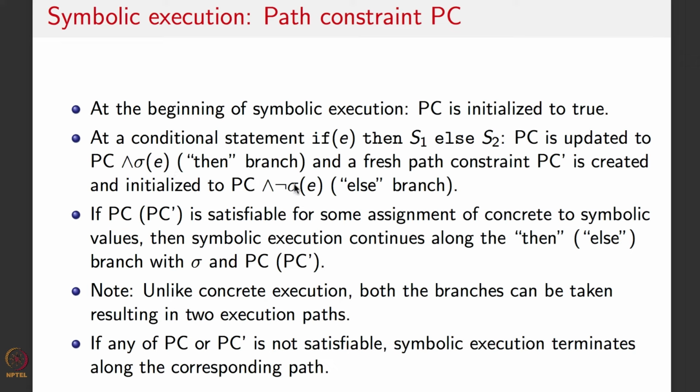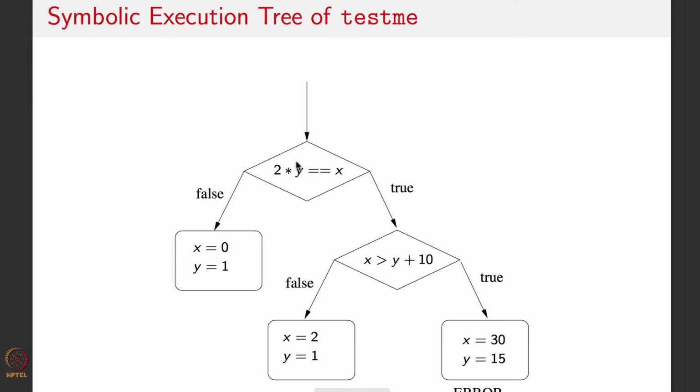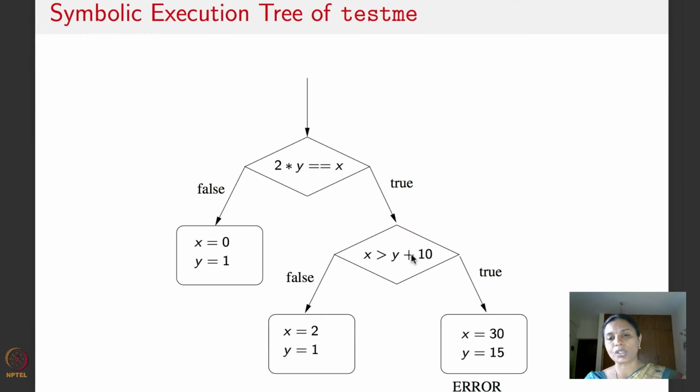ANDing it with negation of E represents the program taking an else branch. Finally, you would have collected a path constraint, like this constraint and this constraint. You solve it, which means you give it to a solver. The solver will return values. Say for this to be true and this to be true, here is one value: if x is 30, y is 15, both are true. This becomes your test case that you execute the program on.